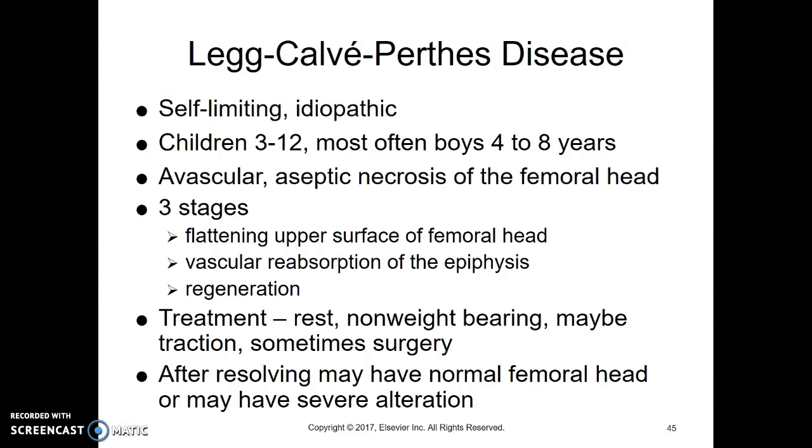I said some thought is that it could be overuse of repetitive, the same movement. So resting it, non-weight bearing, let it heal. In severe cases, they may need to do some traction or surgery to pin things in place, but usually it's just rest and non-weight bearing. Most of the time, by the time it regenerates, we have a normal femoral head again. But if it was really severe, damage can be done that is beyond what the body's able to fix, and permanent damage is permanent.